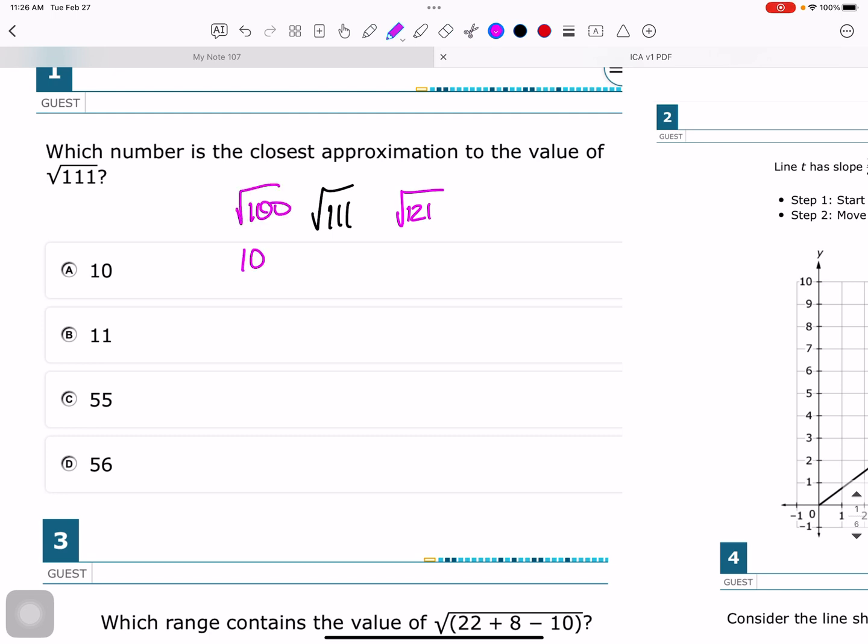This is 10. This is 11. So which one is it actually closer to? It's 10 away from here. It's 11 away from there. So it's actually closer to this one. So 11 is the answer.